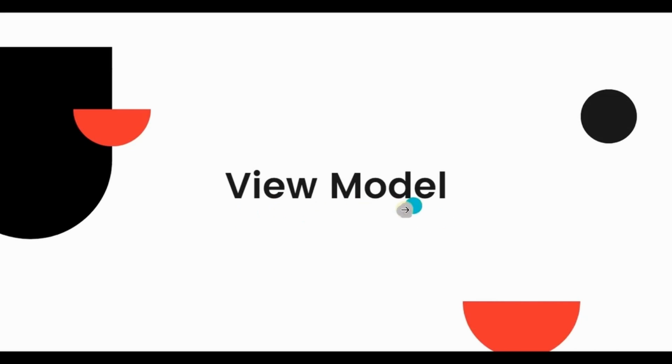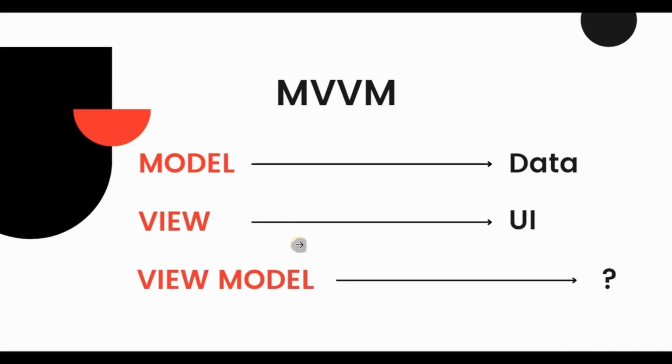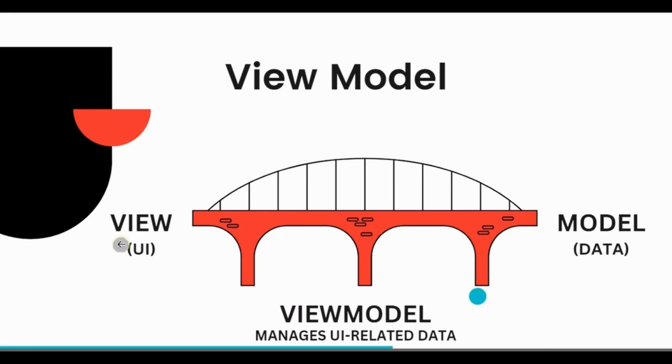And then comes the ViewModel. As you already know, the view handles UI and the model represents data. But now the question is, how will UI and data communicate with each other? And that's where ViewModel comes into the picture. So ViewModel acts as a bridge between view and model. It is responsible for preparing and managing data between the model and UI.